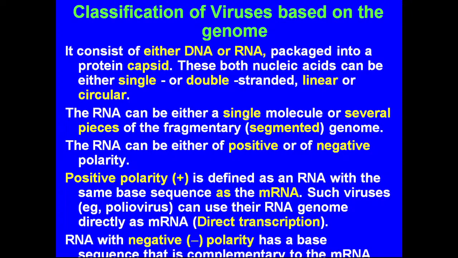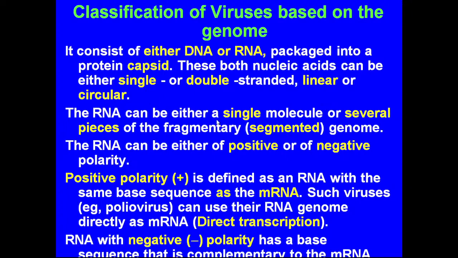And this genome is supposed to be packaged inside the capsid. The nucleic acids in the virions can be designed in different ways. They can be single or double-stranded. They can be linear or circular, and they may be made up of one piece or many pieces.